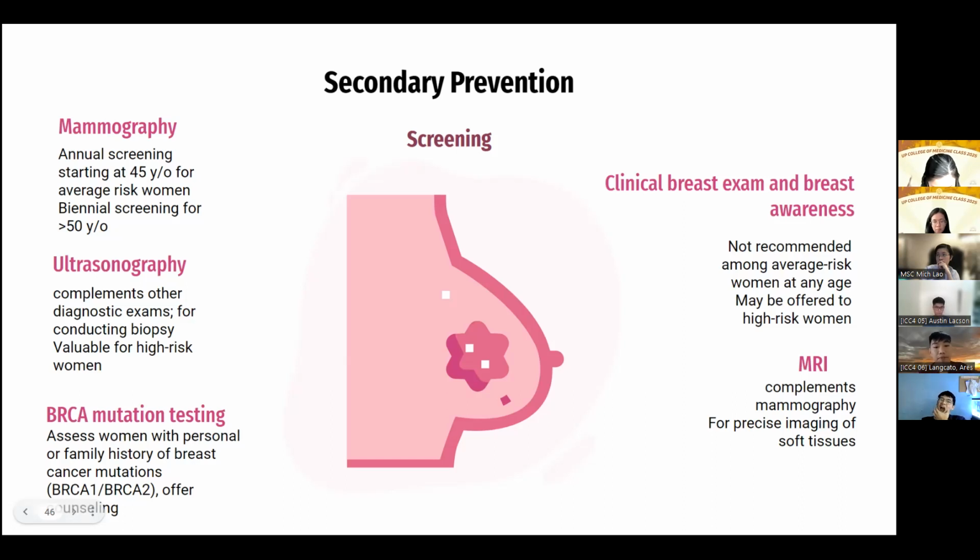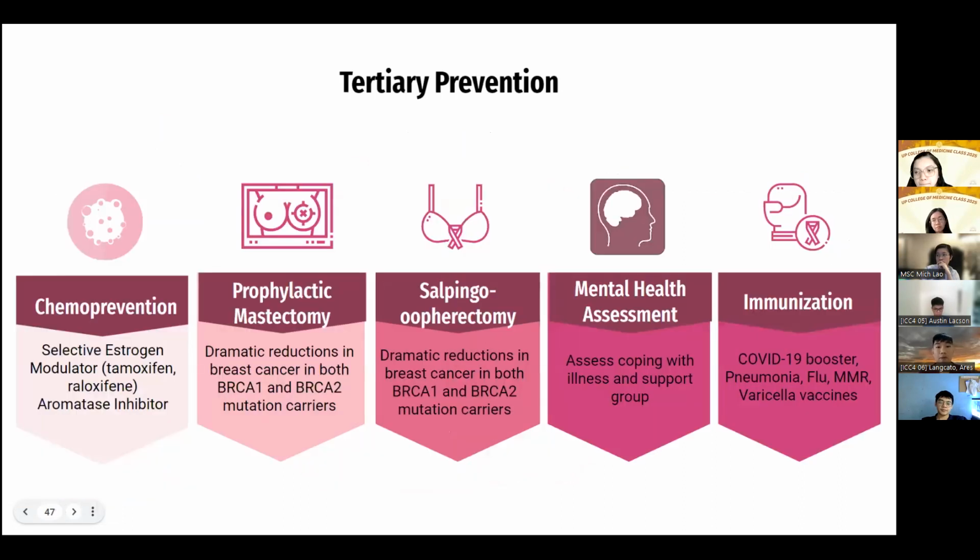So we have also BRCA mutation testing. This is indicated for high risk women. Next slide, please. We have here another form of prevention, the tertiary prevention. We have chemoprevention, prophylactic mastectomy, risk-reducing salpingo-oophorectomy, and treatment modalities.